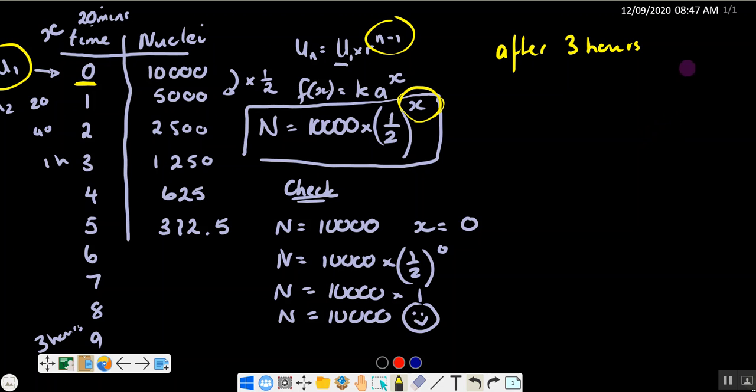Well, 3 hours is when x equals 9. So what do we do? Times 3, isn't it? So whatever the number of hours, why is it times 3 in this case? Because 3 lots of 20 minutes. So that would be a way to figure out what it is in this kind of situation. There are 3 lots of 20 minutes, so I know x is equal to 9. So I chuck that in, so the number of nuclei is 10,000 multiplied by a half to the power of 9. What do you get?